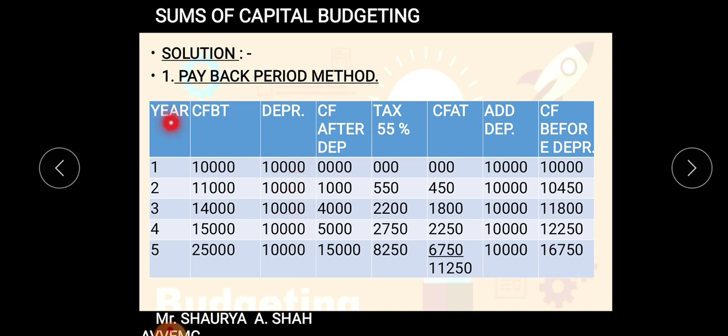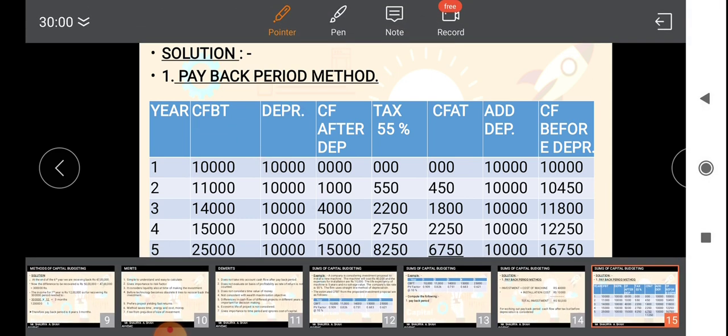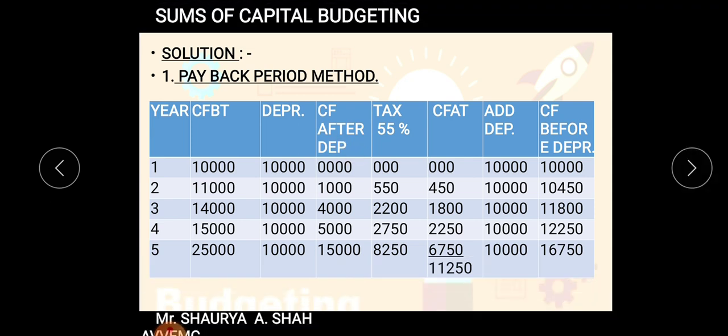So in the first column years, second column CFBT, third column depreciation. Fourth column, you need to deduct depreciation from CFBT. So 10,000 minus 10,000 gives me 0 rupees. 11,000 minus 10,000 gives me 1,000 rupees. 14,000 minus 10,000 gives me 4,000. 15,000 minus 10,000 gives me 5,000. 25,000 minus 10,000 gives me 15,000. I suppose it is clear to every student.